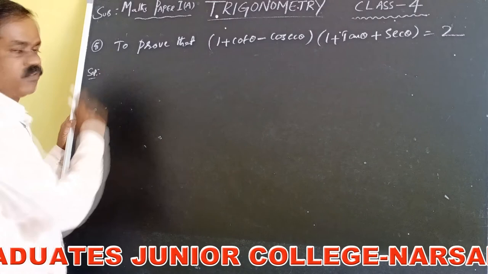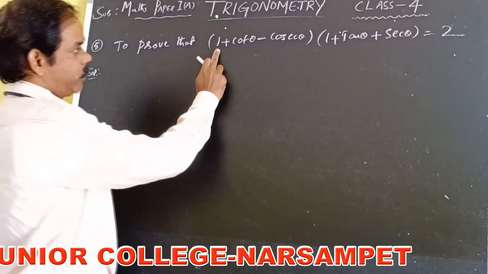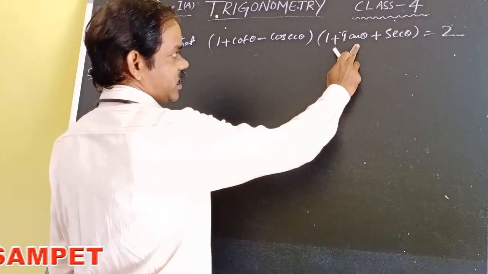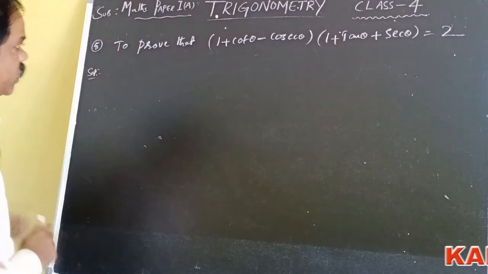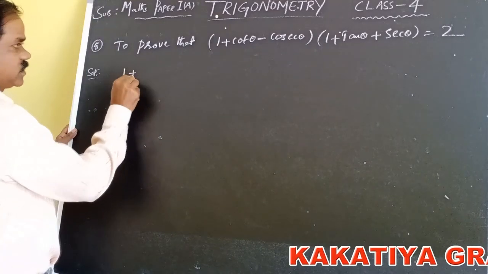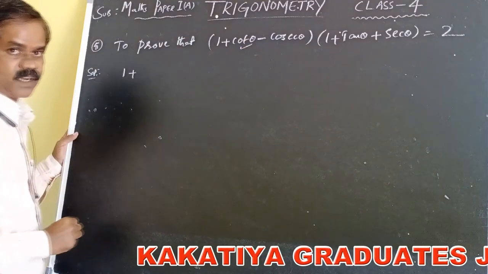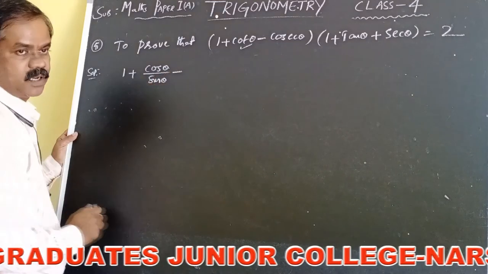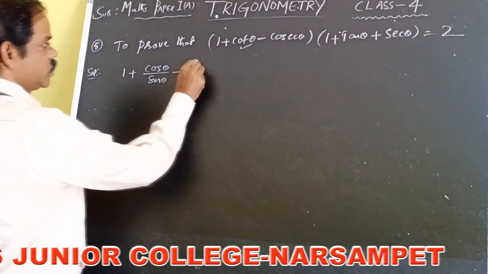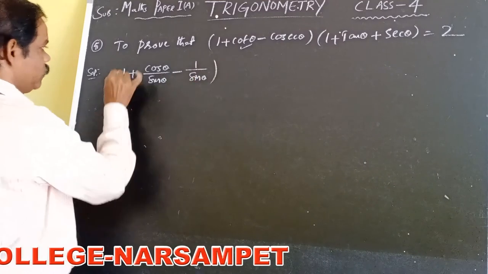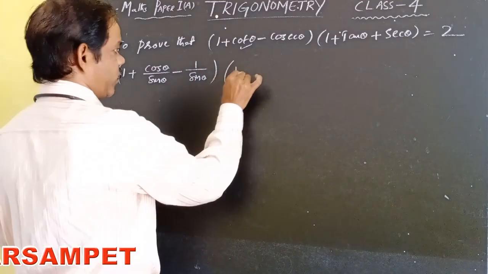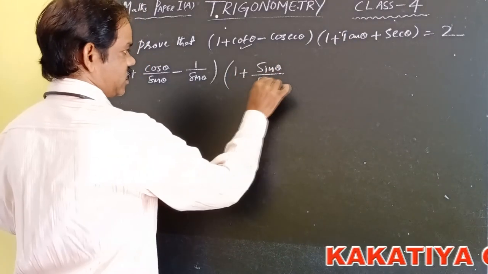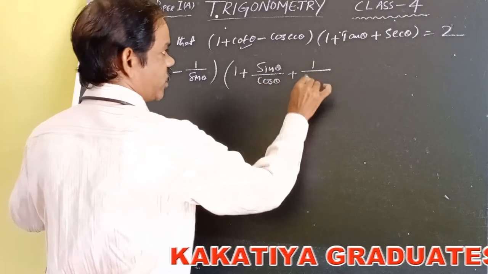Next, fifth problem. To prove that (1 plus cot theta minus cosec theta) into (1 plus tan theta plus sec theta) is equal to 2. See here, 1 plus cot theta. Shall I write cot theta as cos theta by sin theta? So write cos theta by sin theta minus cosec theta, which is 1 by sin theta. Same like that, 1 plus tan theta, which is sin theta by cos theta, plus sec theta, which is 1 by cos theta.